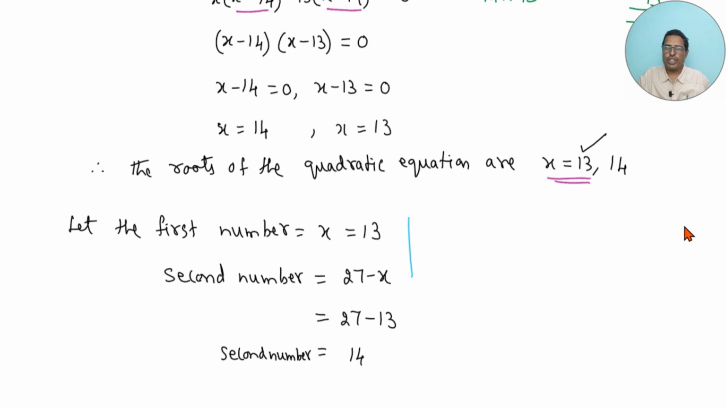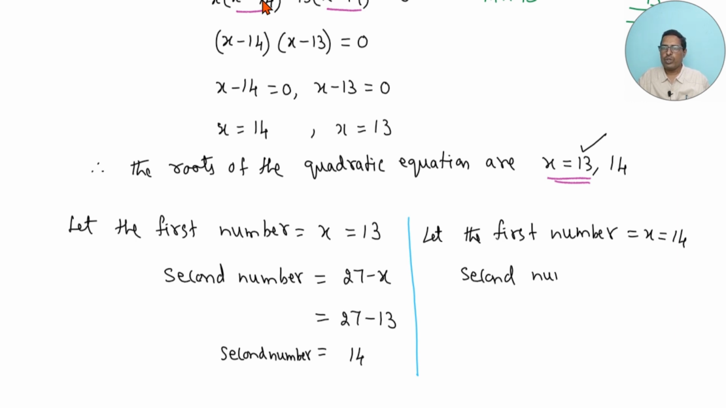Now let us try to see, suppose if I take x as 14, let the first number be 14. So now I am taking 14. Let us see what happens. Second number, as we know, second number is 27 minus of x, that is 27 minus, what is x value here? x value is 14. So 27 minus of 14 will be 13. So therefore you have got the second number as 13.